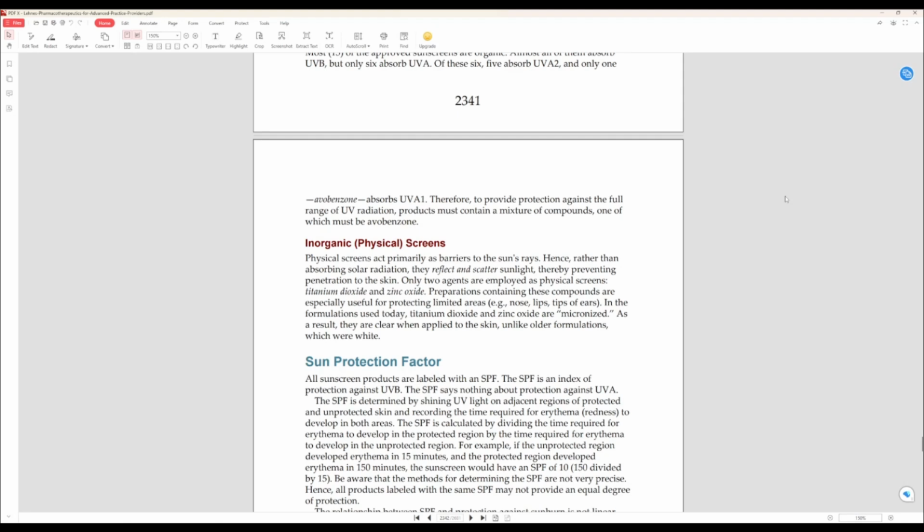In formulations that are used today, titanium dioxide and zinc oxide are micronized. As a result, they are clear when applied to the skin, unlike older formulas which were white.